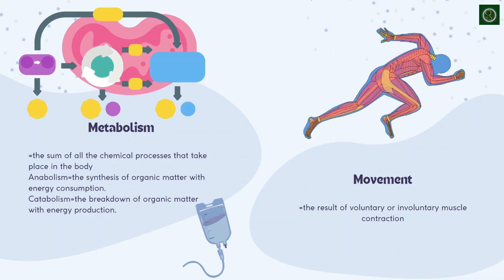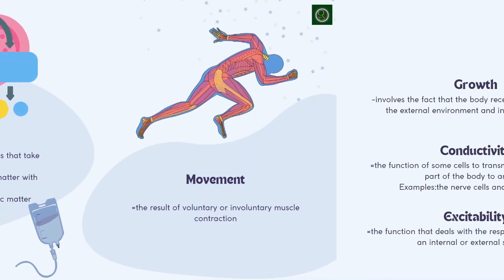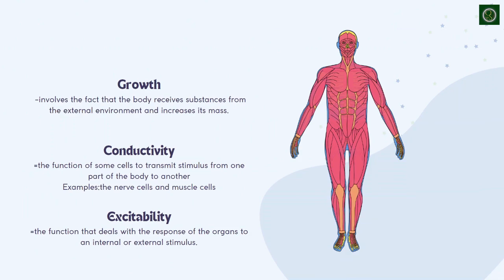The next function is movement. It results from voluntary or involuntary muscle contractions. Growth involves the fact that a body receives substances from the external environment and increases its mass. Conductivity is the function of some cells to transmit stimulus from one part of the body to another part of the body. For example, nerve cells and muscle cells have this property.